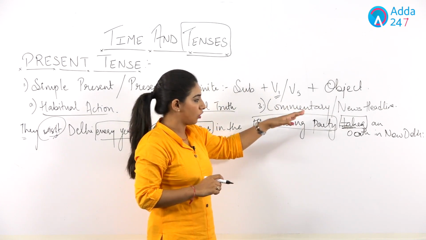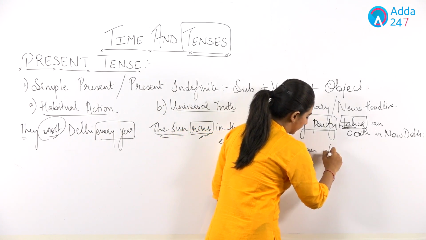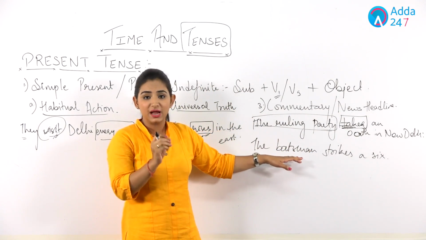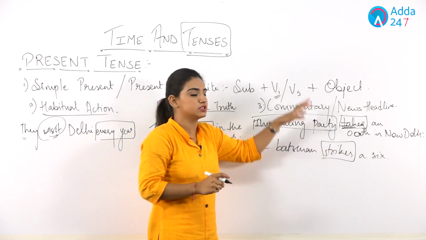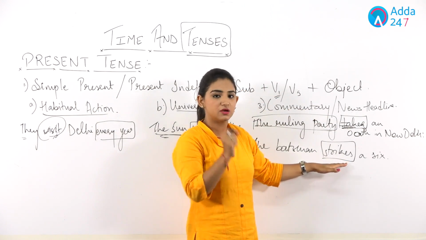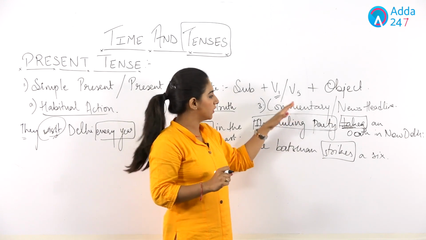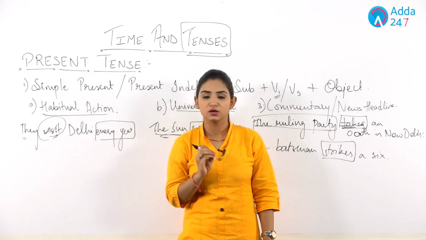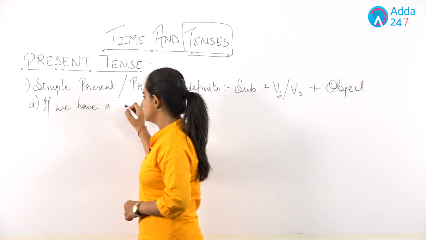If we talk about the commentary part, it says, the batsman strikes a 6. No matter the batsman has already struck the 6, but we have used strikes. Why? Because it's a commentary section, and whenever we have a commentary section, we will use the verb's first or fifth form. Similarly, if we have a news headline, we will use the verb's first or fifth form according to the simple present or present indefinite rule.